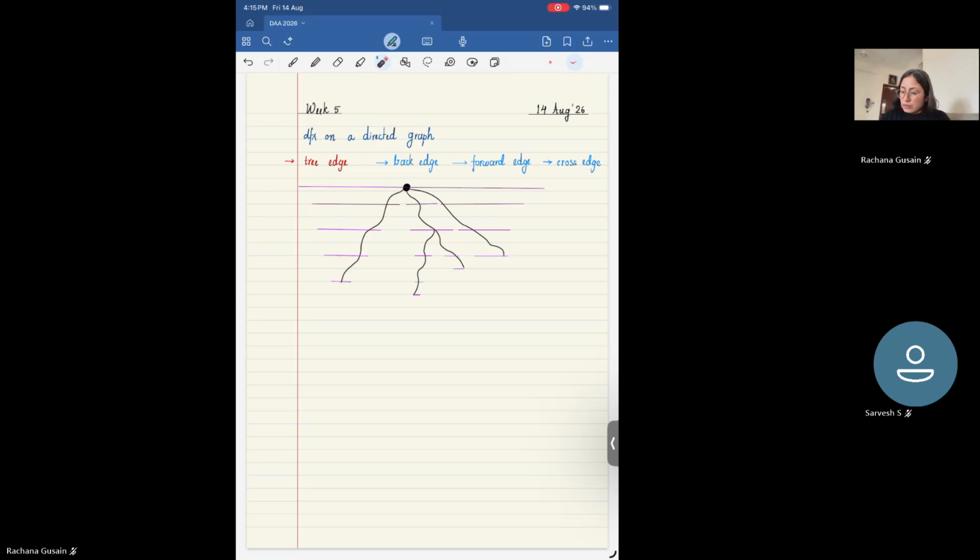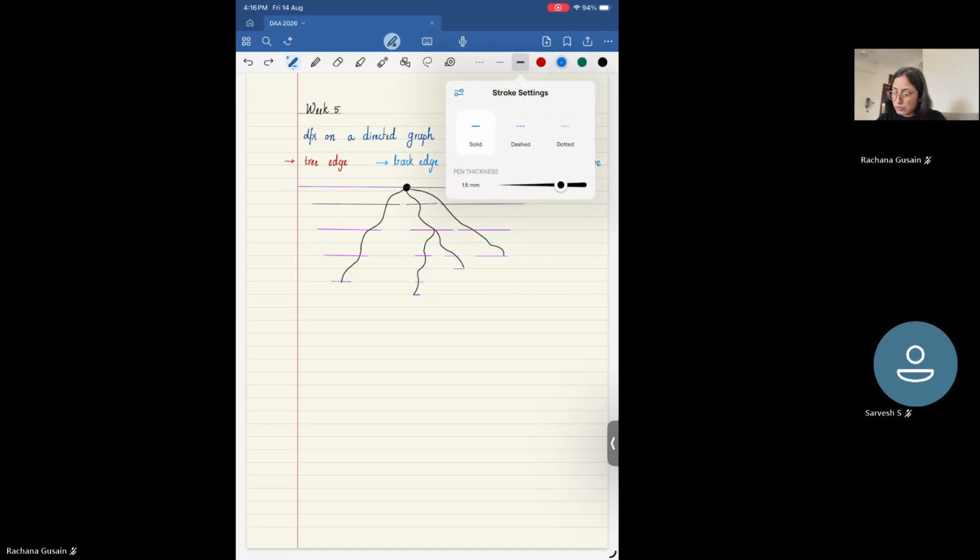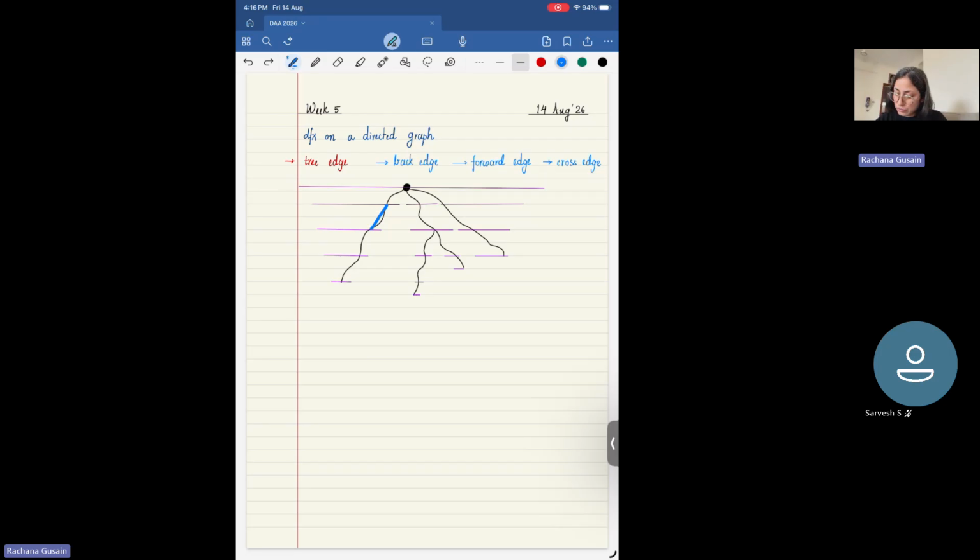Okay, so now in case of a tree edge or a forward edge, how does a tree edge look like? Let's say I have this tree edge over here, between nodes U and V. Then the interval for V is completely contained within the interval for U.